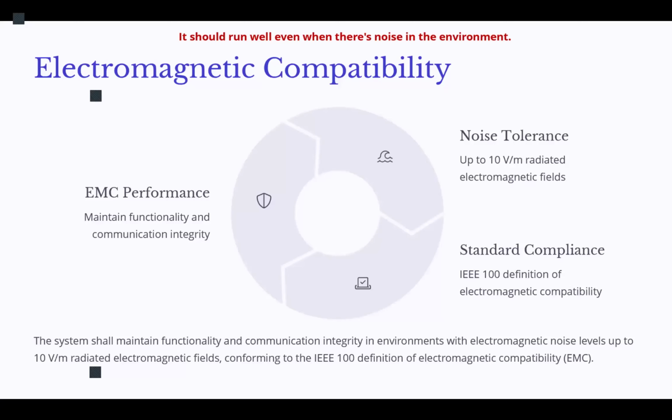Now, the enhanced version is: the system shall maintain functionality and communication integrity in environments with electromagnetic noise levels up to 10 volt per meter. Remember the unit. Volt per meter is the SI unit. Radiated electromagnetic field, conforming to the IEEE 100 definitions. Now, EMC has its own standard too. So if you are using a specific technology, you need to read that specific standard too.